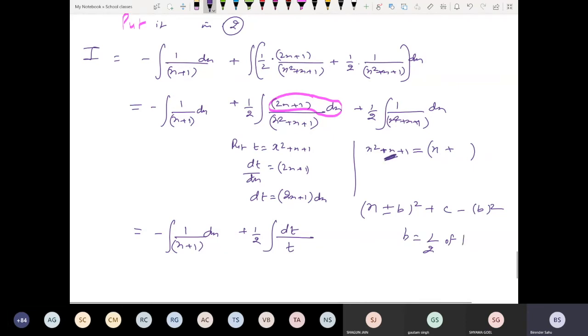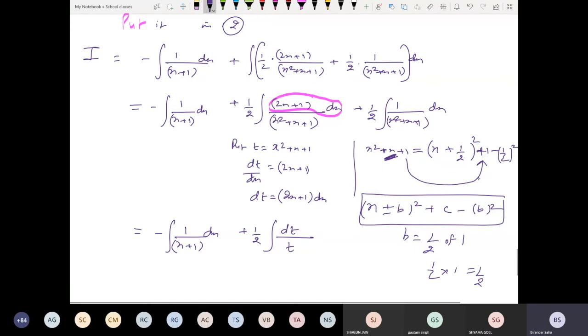The x coefficient is 1. Okay, so half of 1 is half into 1, which is half. So b is nothing but half. We will be using this formula: (x plus half) whole square plus c, and c is already given, always given. This is 1 minus (1 by 2) whole square. Okay, you can likewise use it. There is no problem at all. So what to do? (x plus 1 by 2) whole square plus 1 minus 1/4.